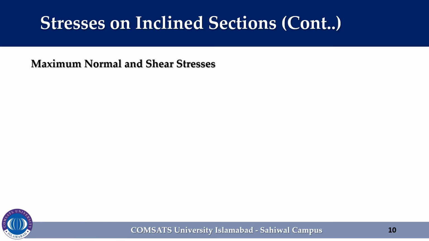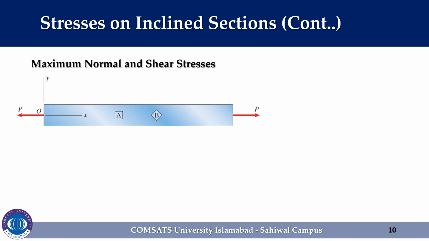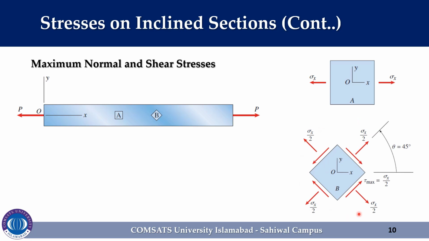The maximum stresses in a bar in tension are shown in the figure. Two stress elements are selected. Element A is oriented at 0° and element B is oriented at 45°. Element A has the maximum normal stresses and element B has the maximum shear stresses. In the case of element A, the only stresses are the maximum normal stresses. No shear stresses exist on any of the faces.